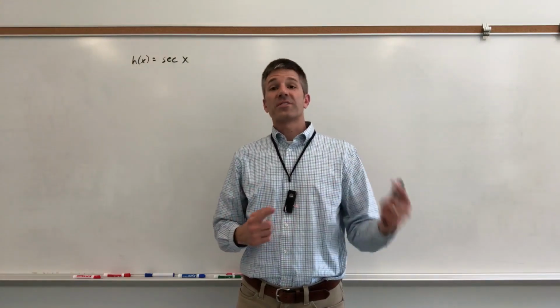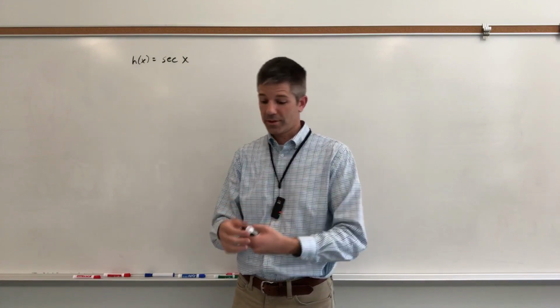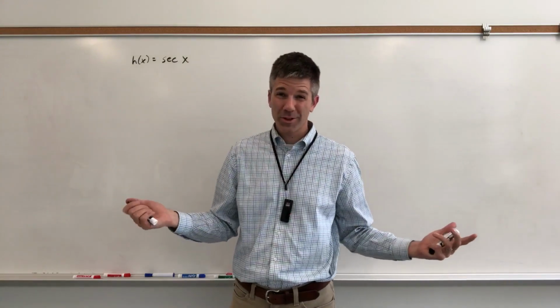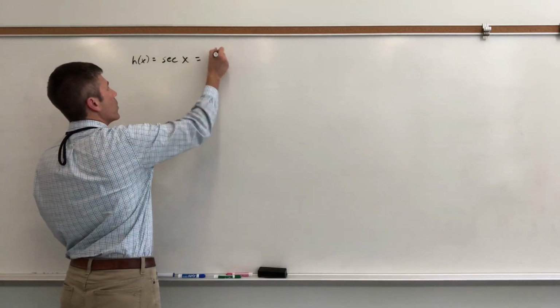Let's find the derivative of secant and of cosecant, and we're going to use the quotient rule on this as well. And it doesn't look like it was going to be a quotient rule, but it's about to turn into one. So secant is really 1 over cosine.